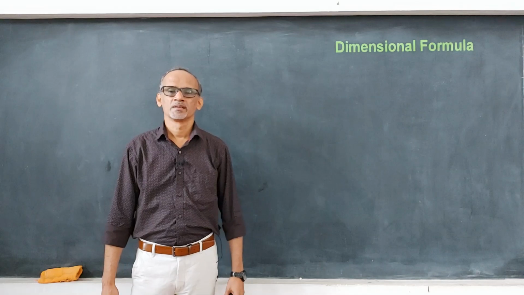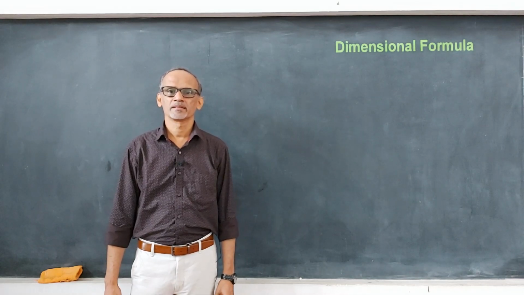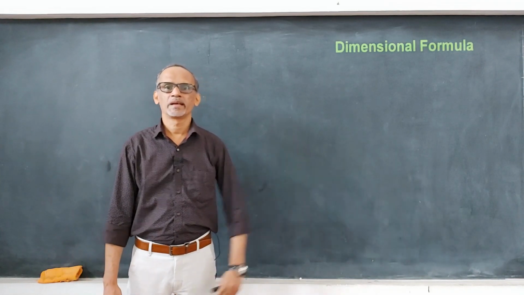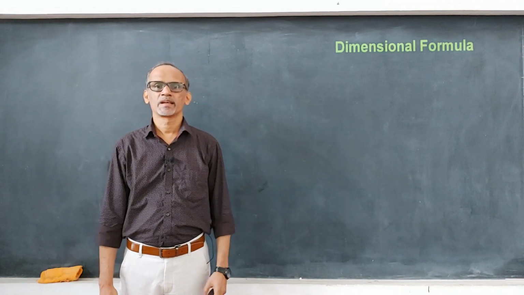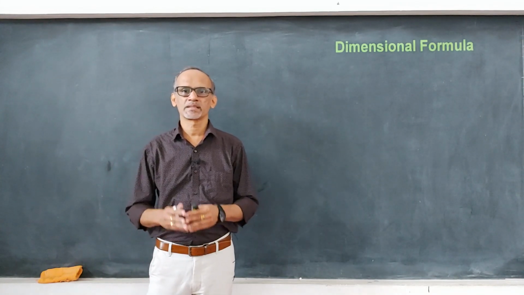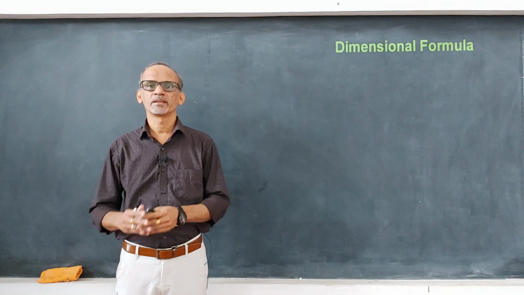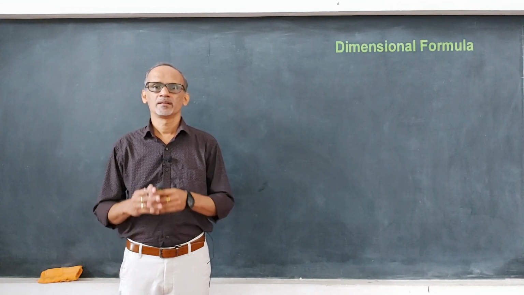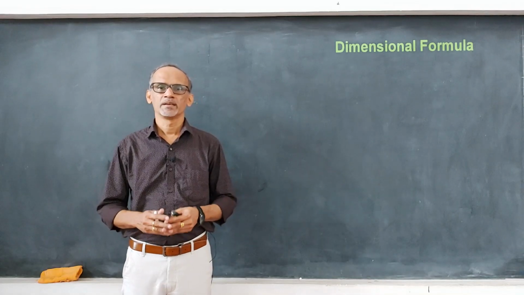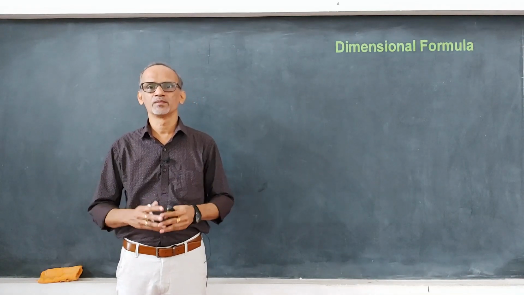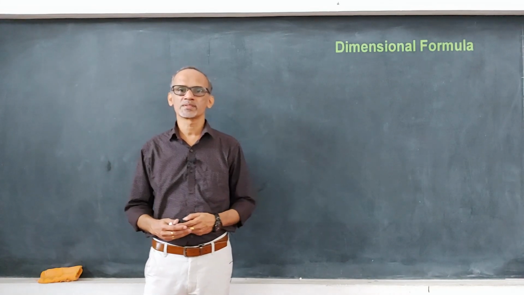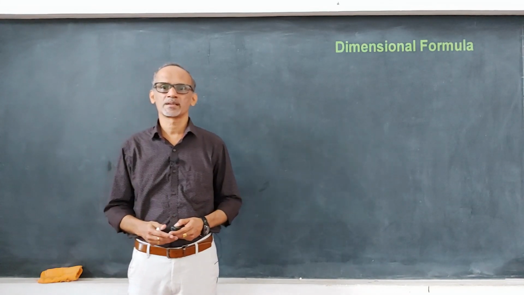Dear students, in the last class I explained an important topic of this chapter, which is dimensional formula. So, what is a dimensional formula? A formula in which a physical quantity is expressed in terms of the fundamental quantities is called the dimensional formula of that particular quantity. We have studied the important dimensional formulas of a few physical quantities. Very quickly we will revise, because we are going to use them in today's discussion.